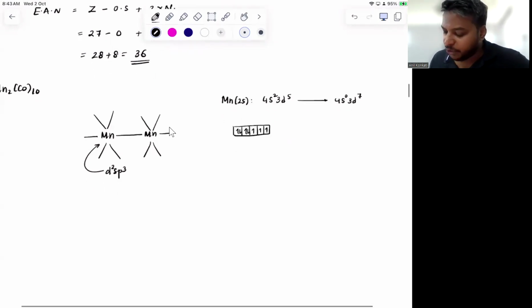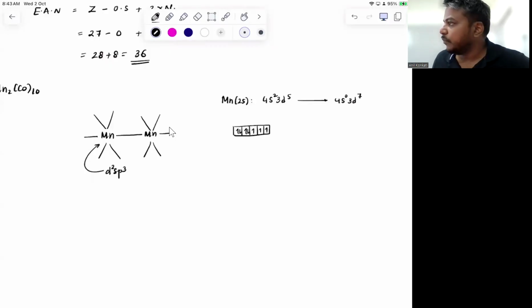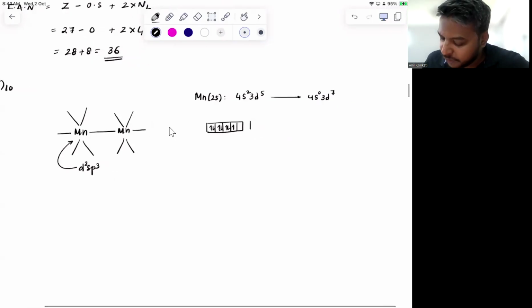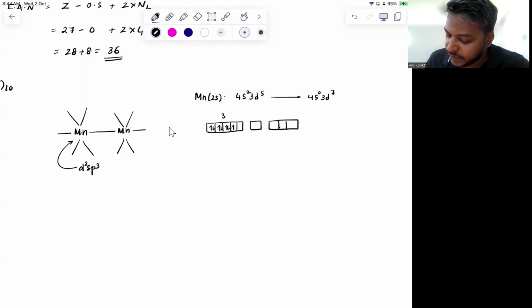In which how much do I need to keep? I need to keep only one unpaired electron. So I'll pair the first one, keep one unpaired electron here. Okay, keep this as one unpaired electron. And then you have 4s being empty, 4p being empty. So this is 3d, 4s and 4p.